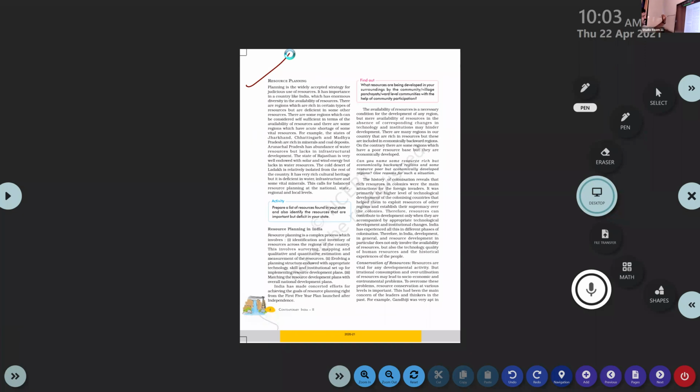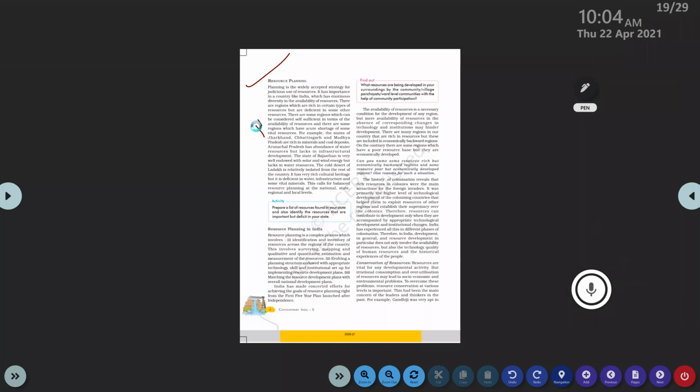There are regions which are rich in certain types of resources but deficit in some other resources. Some regions can be considered self-sufficient in terms of availability of resources, and some regions have acute shortage of some vital resources. The textbook says that some regions are fulfilled with resources, availability is plenty, while at the same time some other states face deficiency, which means facing a shortage.